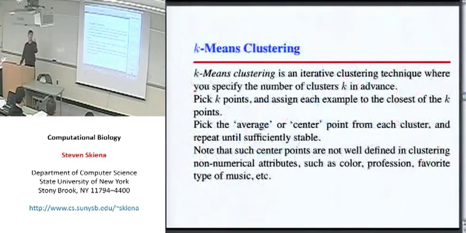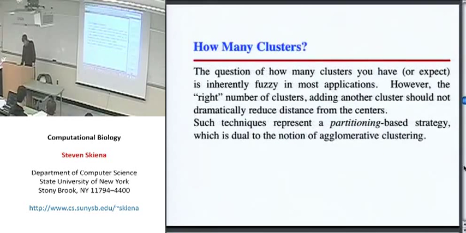Any questions about k-means clustering or agglomerative clustering? One is bottoms up, one is tops down. Both of them produce clusters. Any questions? Okay, let's just see if there's anything else here that we want.